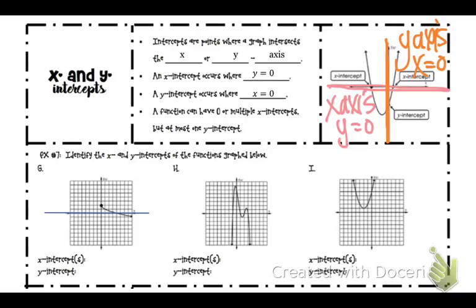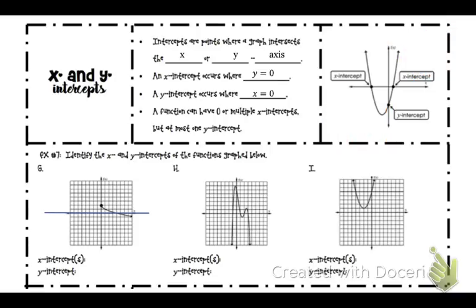Okay? Now, we have to identify the x and the y-intercepts of the function below. I skipped ahead of myself. So to find the x-intercepts, let's just look at that line right there. It crosses right there, which is the point 4, 0. Y-intercept, where it crosses the y-axis, that point right there, which is 0, 2.